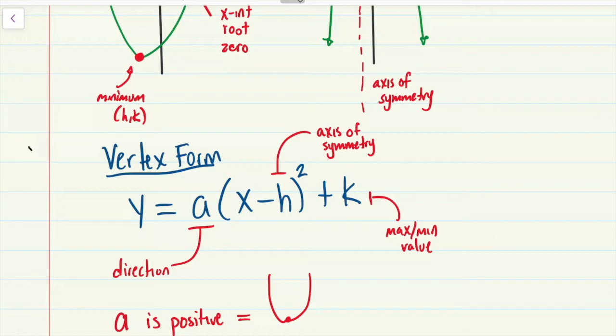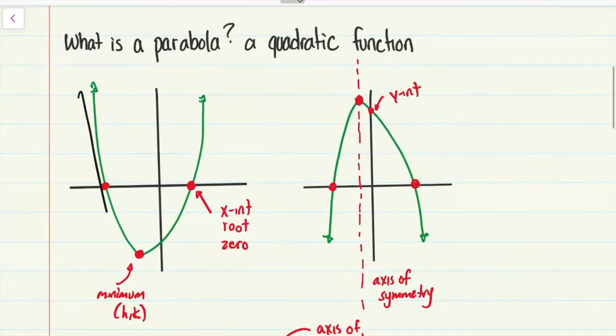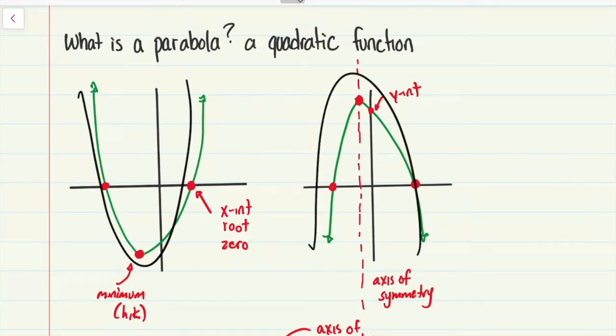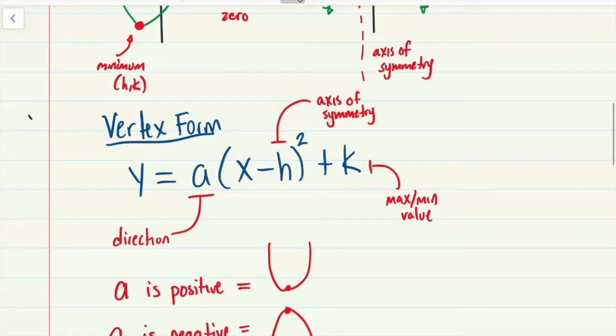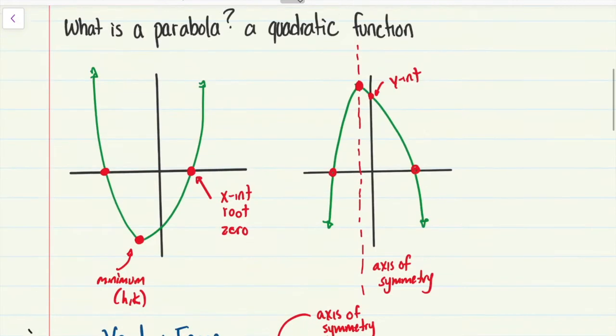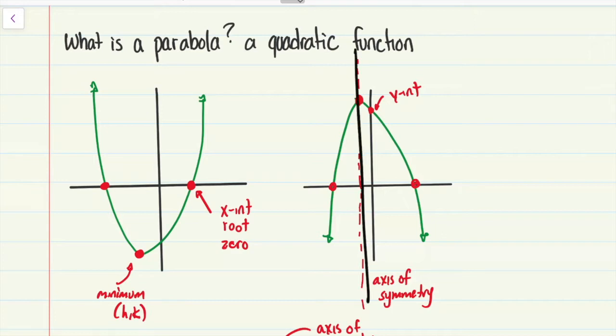For example, when it's in vertex form, the letter A is going to represent the direction of the parabola, whether the parabola goes up or the parabola goes down. All right, and the letter H, not the minus, just the H, represents the axis of symmetry. Axis of symmetry is where you cut it in the middle when it crosses what X. So in this case, maybe it crosses at -1. That will be your axis of symmetry.